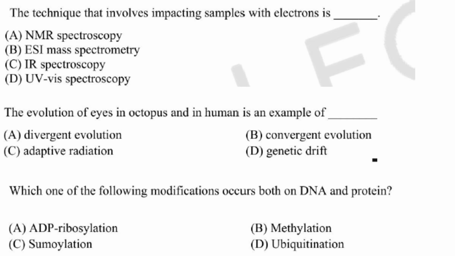Then next one. The technique which involves impacting samples with electrons is NMR, no. NMR spectroscopy, mainly protons are taken into consideration. ESI, mass spectrometry. ESI is electrospray ionization mass spectrometry. So that is the answer. IR is infrared spectroscopy, and UV visible spectroscopy also doesn't use electrons. Then next one. The evolution of eyes in octopus and humans is an example of.